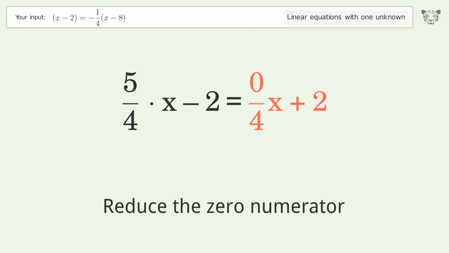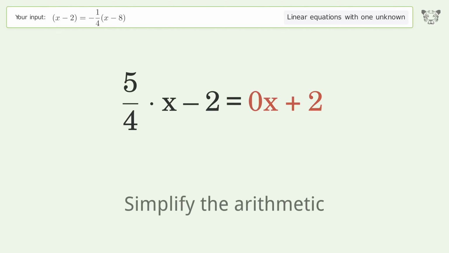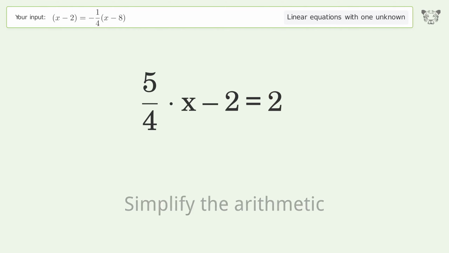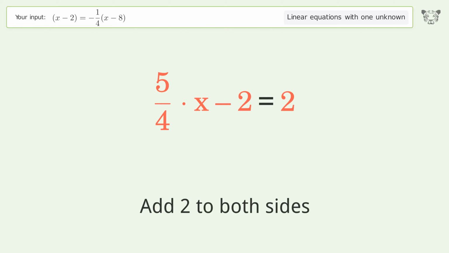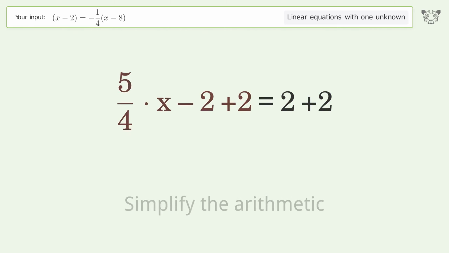Reduce the zero numerator. Simplify the arithmetic. Group all constants on the right side of the equation. Add 2 to both sides. Simplify the arithmetic.